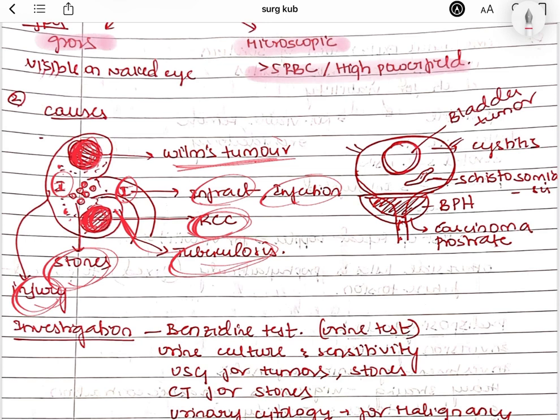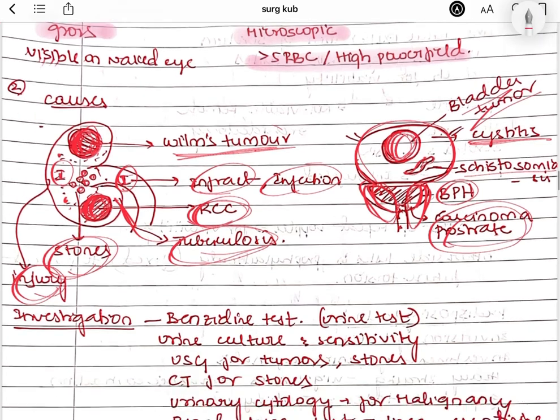Coming to the bladder, first you draw the bladder and you draw a big circle. This indicates bladder tumor, and you draw one worm-like thing, which is the organism Schistosoma haematobium. And also you draw the prostate. Enlargement of the prostate is benign prostatic hyperplasia, and very much enlargement of the prostate is carcinoma of the prostate, right? And any inflammation of the bladder causes cystitis. So these are the different causes of hematuria.